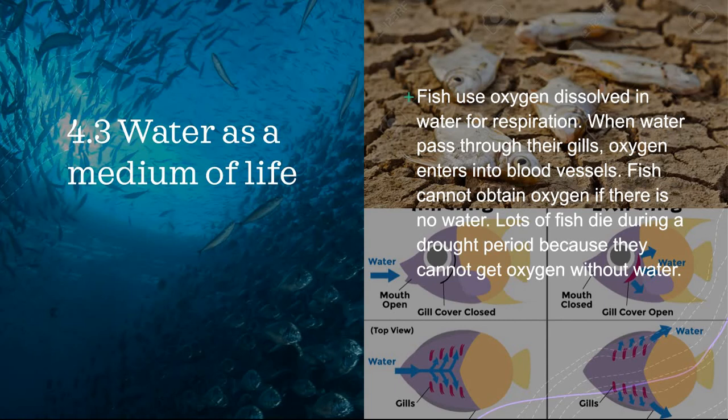Now we are coming to our next topic, water as a medium of life. As I said several times earlier, oxygen is dissolved in water. Fish utilize this oxygen to breathe. The water goes through their gills, oxygen enters their blood vessels, and that's how they respire. But just think, if there's no water, their respiratory system is not like ours. They cannot breathe directly from air. That is the reason when there is drought, fish die, because they cannot get oxygen the normal way. Okay.